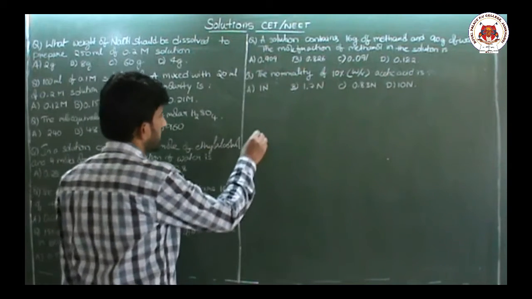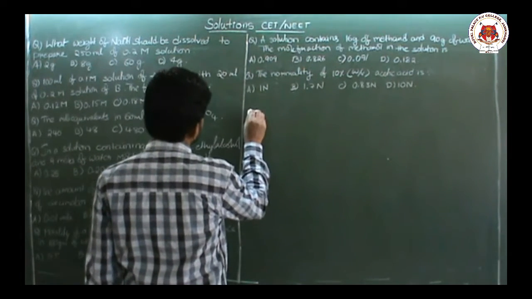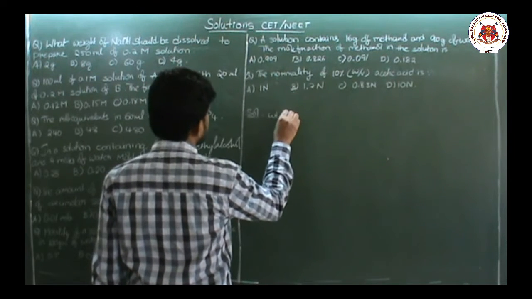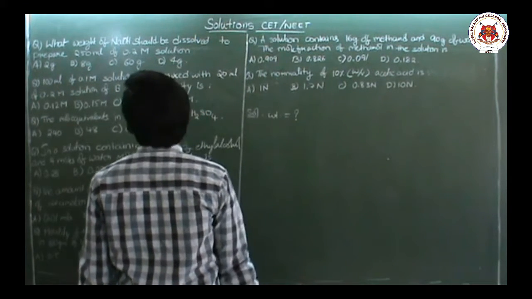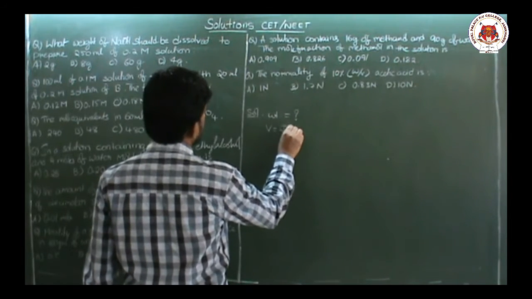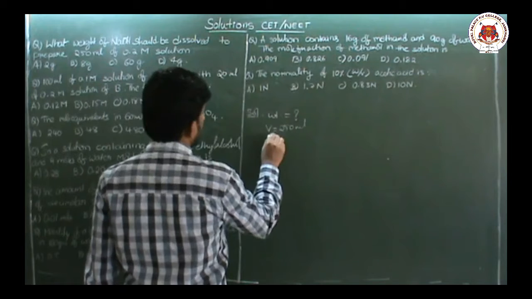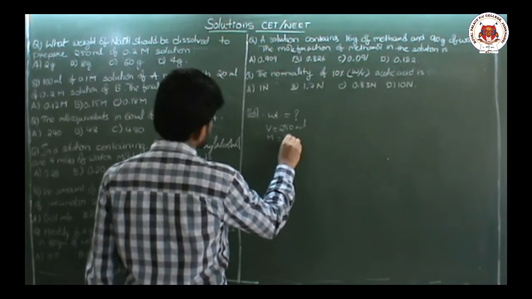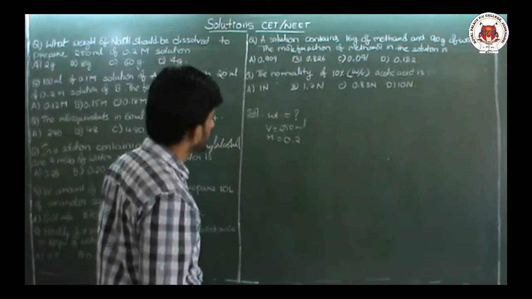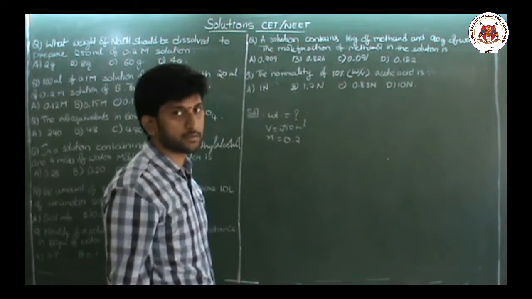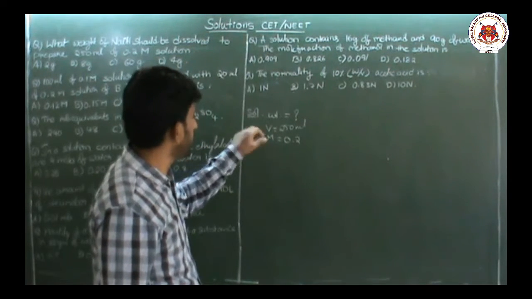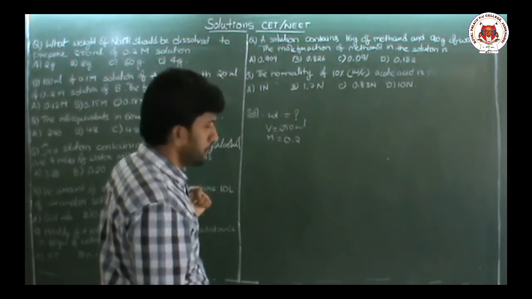They want the weight of the NaOH to prepare 250 ml of 0.2 molar solution. Okay, so the weight they want of NaOH is to prepare 0.2 molar solution of 250 ml volume.